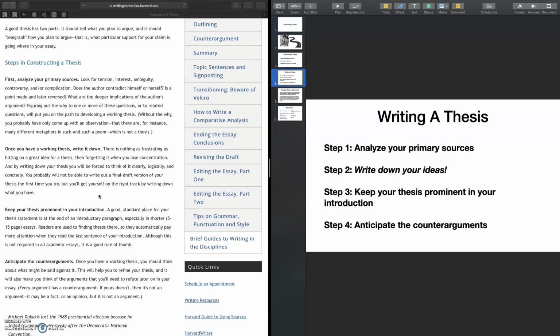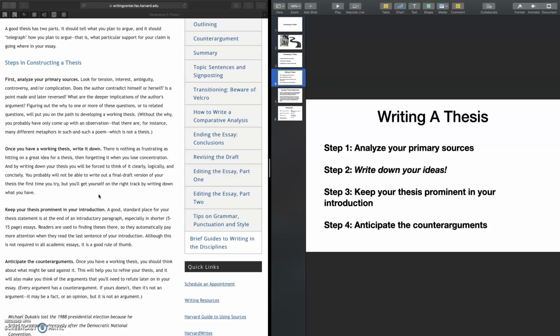Third, keep your thesis prominent in your introduction. Most of the time, your thesis will appear as the last sentence of your introductory paragraph, particularly in shorter essays. Lastly, anticipate the counter-arguments. Once you have a working thesis, you should think about what might be said against it. Remember, every argument has a counter-argument, and if yours doesn't, then you are most likely stating a fact or voicing an opinion and need to rewrite your thesis.